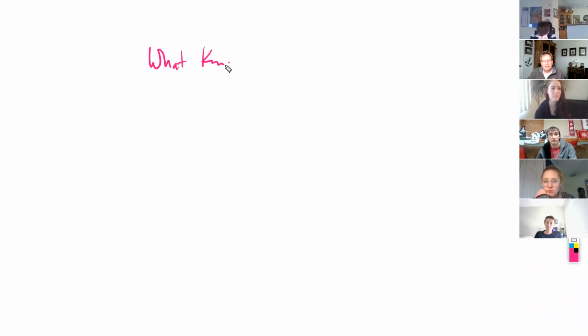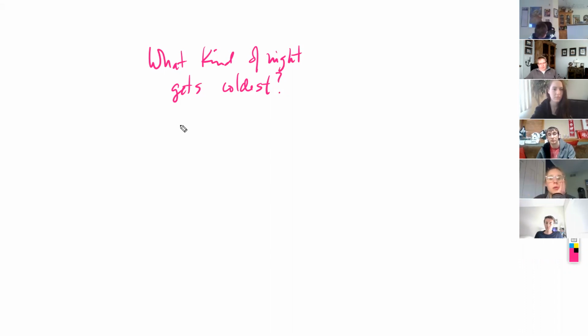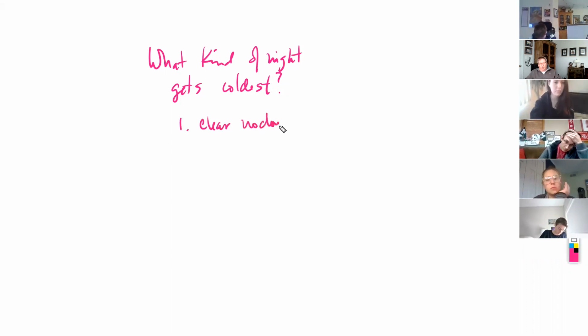What kind of night gets coldest? Well, first there would have to be no clouds. Okay, so clear, right? No clouds, because clouds are going to keep it warmer. So we need a clear night. You ever seen those big storm systems that start to clear up right in the evening time? Those are the worst, because the clouds kept it from dropping too much or getting too warm, but at night it gets really cold. What else?